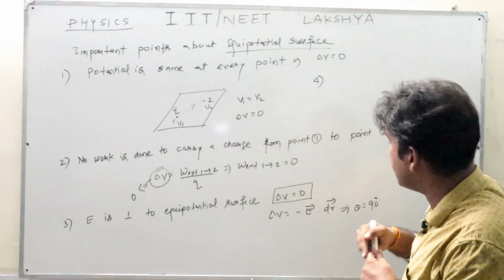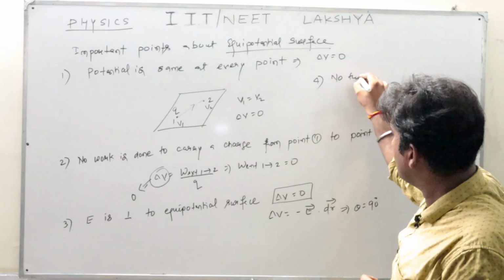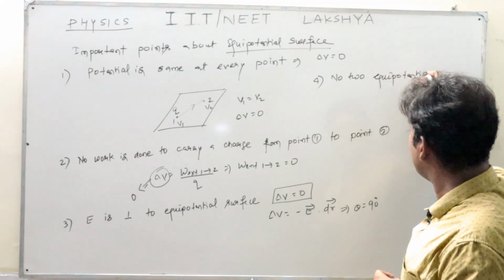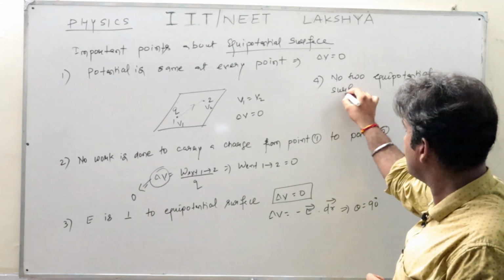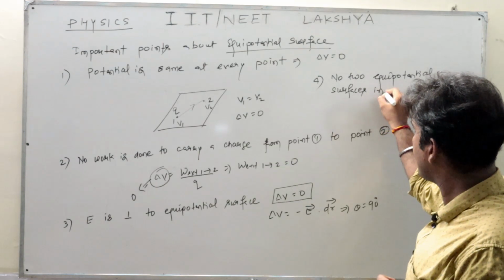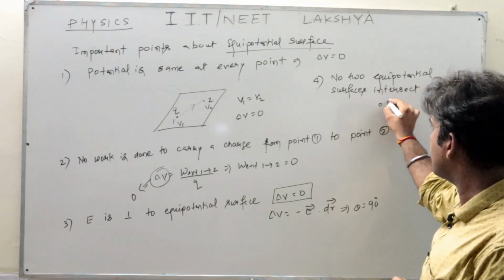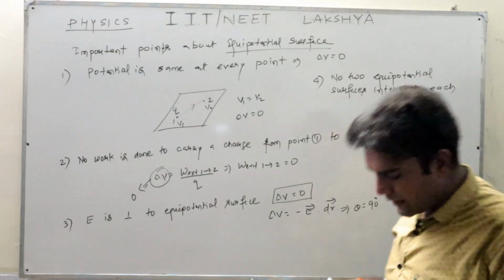So I am writing that no two equipotential surfaces intersect each other. So these are the 4 important points.